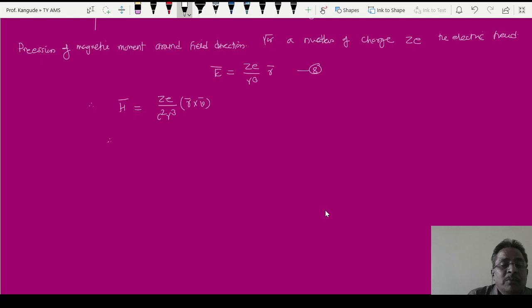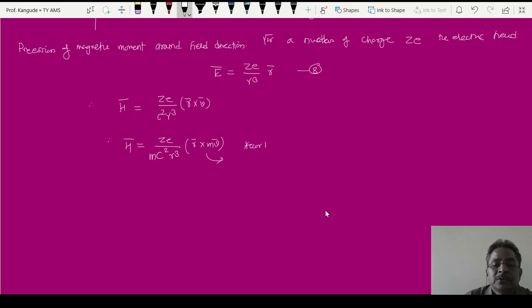Or I can make one more change here. This H bar is equal to Ze upon c. Now I am writing one more m there: m into c square into r cube multiplied by r bar cross mv. I am allowed to do this because I am at the same time multiplying it by m, the mass of the electron, divided by its mass again. So that gives me something meaningful here.